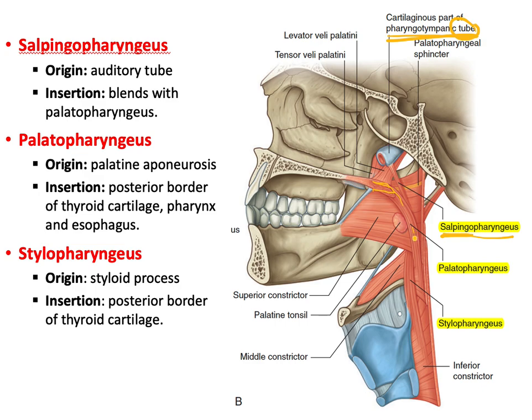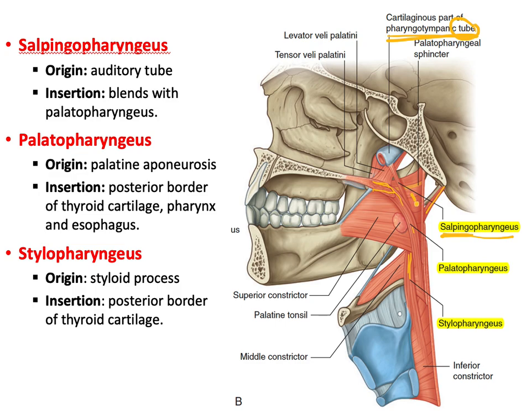This is palatopharyngeus. So we have salpingopharyngeus, palatopharyngeus, and there is one muscle, as I mentioned earlier at the beginning of the lecture. You see the styloid process of the temporal bone. From there is a muscle. If you follow it, you will see it is completed here.